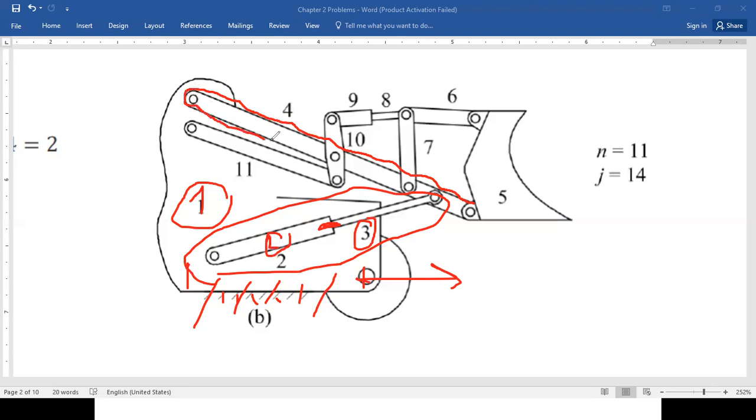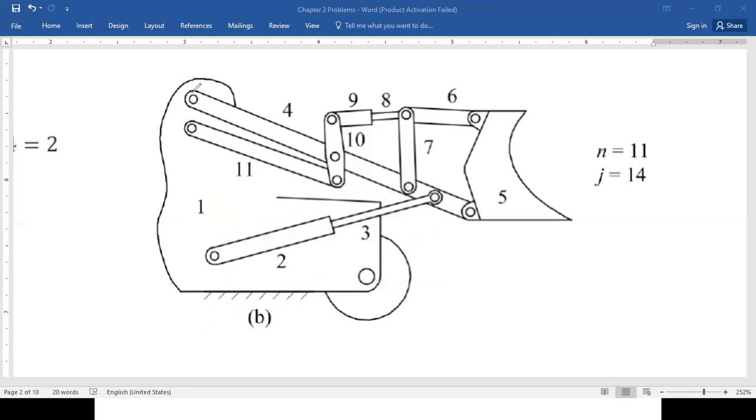It has several connections with other links of the mechanism. Let me erase the remaining part. So this is one link. It's starting from here and it's ending at this level. So if I want to know the order of this link, I can count the number of joints or number of nodes related to other parts.